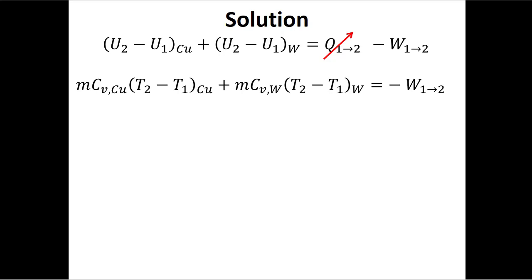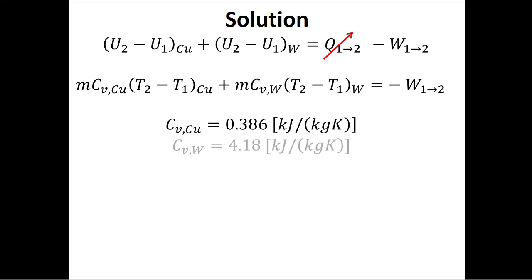And this is not too bad. I can look up the specific heats in the textbook. The specific heat for copper is 0.386 kilojoules per kilogram Kelvin. The specific heat for water is 4.18 kilojoules per kilogram Kelvin. You see there's a pretty big difference, more than a factor of 10 between these two numbers. Copper is a great conductor of heat, so it doesn't take too much energy to increase its temperature. The temperature of water, as we know, a watched pot never boils, takes a lot of energy to increase by even just a degree.